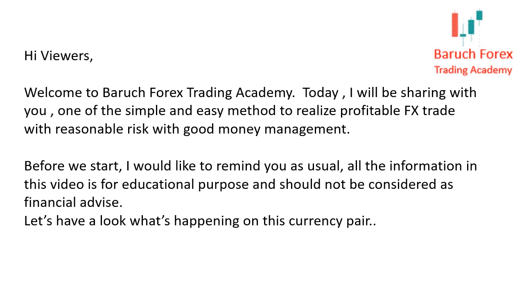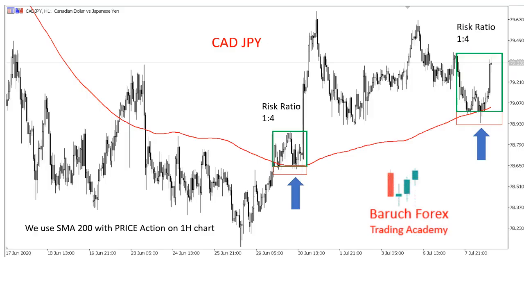Okay? Let's have a look at what's happening on this currency pair. I'm looking at CAD JPY, Canadian dollar Japanese yen. You can see this is a 1 hour chart, and in this method we deploy SMA200, simple moving average 200, with price action. When I say price action, you must look at the candlestick.